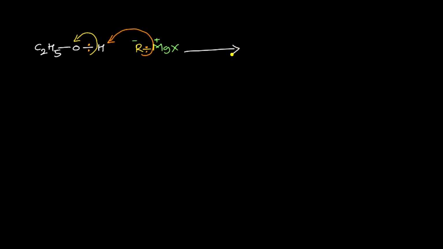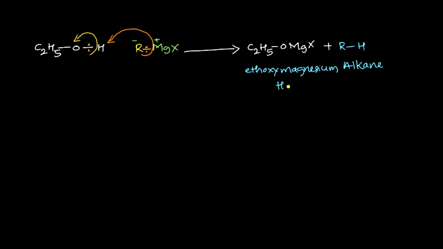The reaction should be carried out in dry ether and we get C2H5O minus, and that O minus is interacting with the Mg X, that is Mg X. Along with that, this R is interacting with this proton. It means that we get a product that is R H, an alkane, and here we get ethoxy magnesium halide.